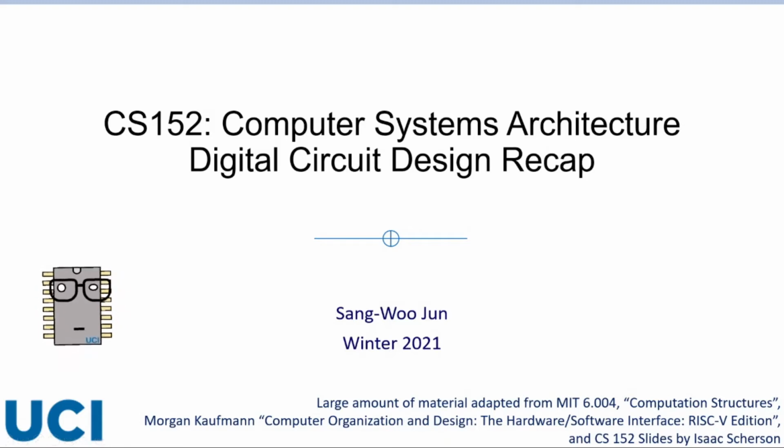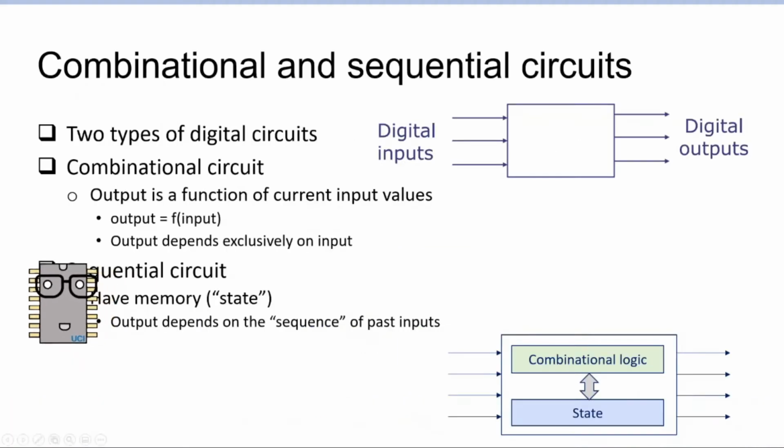So now we move on into a little bit of recap on digital circuit design. You're already familiar with all of this, but I'm just going to do a very, very quick recap. There's largely two types of digital circuits: combinational circuits and sequential circuits.